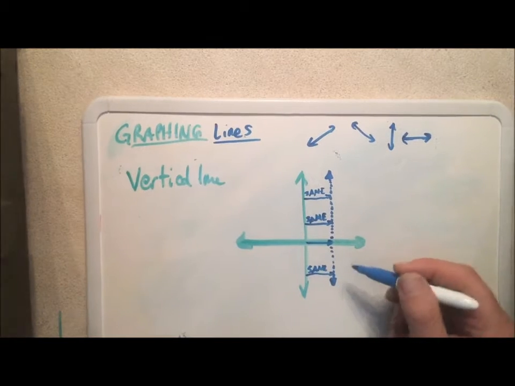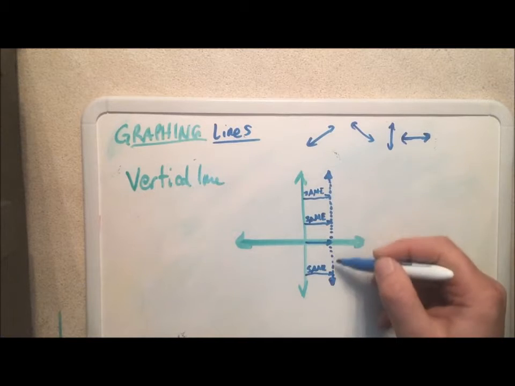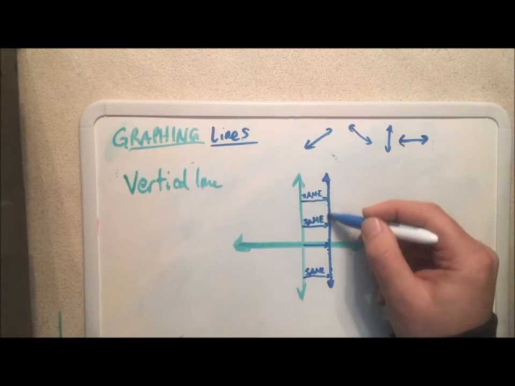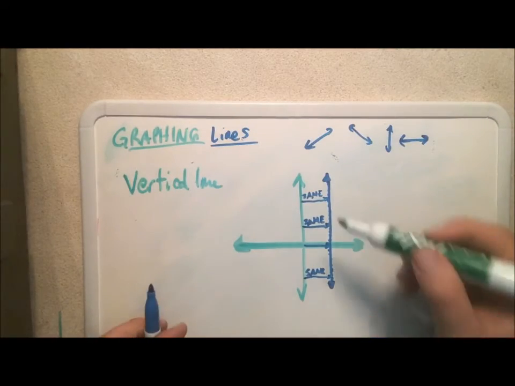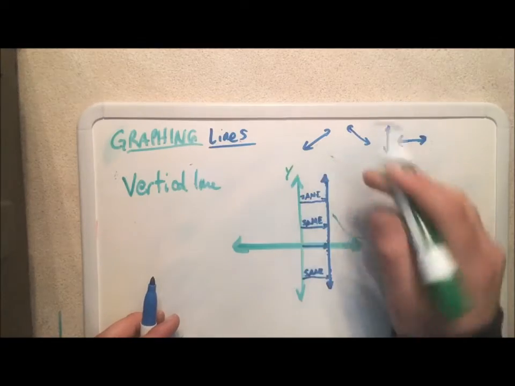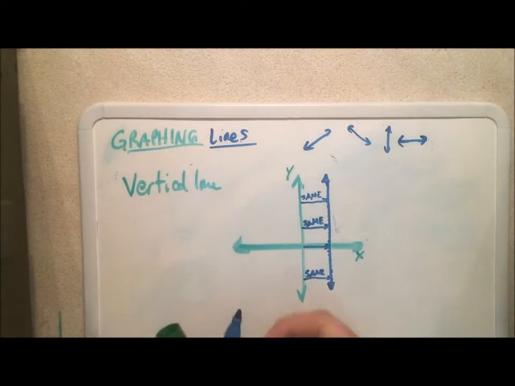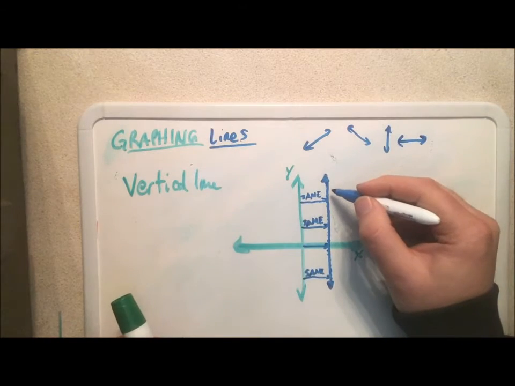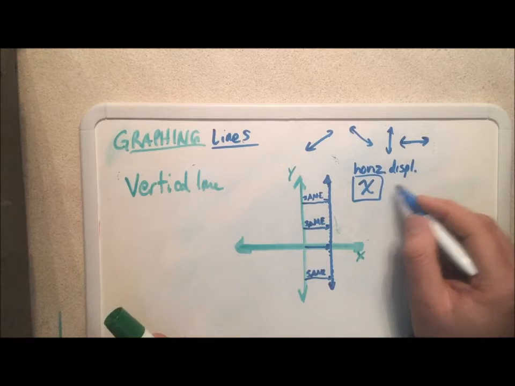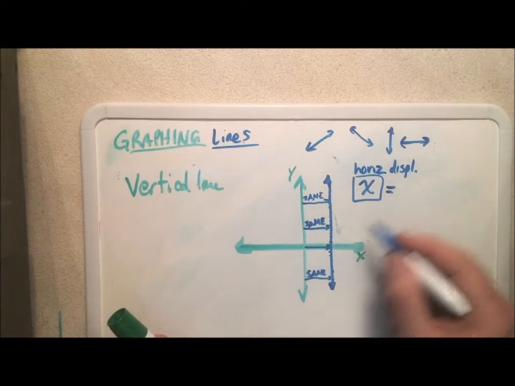And what that tells us is that every point on this dotted line, which looks like a regular line because there's so many dots, every point on this blue line is exactly the same distance from our y-axis. So what that tells us, we can summarize every point with one phrase. The horizontal displacement of every point on this line equals some number.